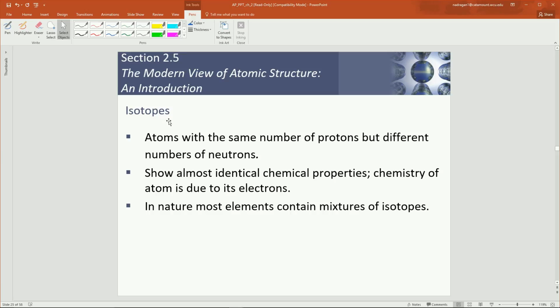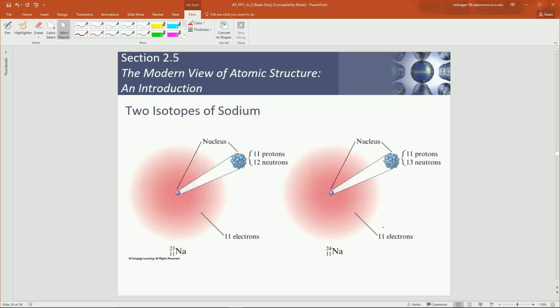Okay, so the next definition that we need to talk about is isotopes. Isotopes are atoms with the same number of protons, so that's important, same number of protons, but they have a different number of neutrons. They show almost identical chemical properties to each other, because the chemistry of the atom is due to the electrons. In nature, most elements contain mixtures of isotopes. The next slide is going to show you 2 isotopes. These are isotopes of sodium.